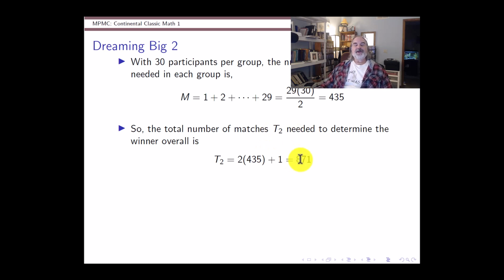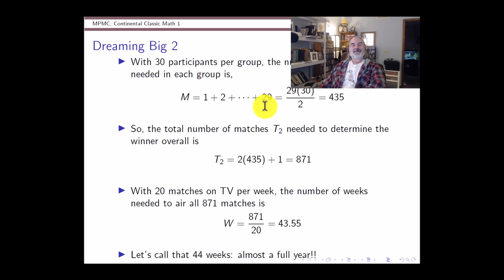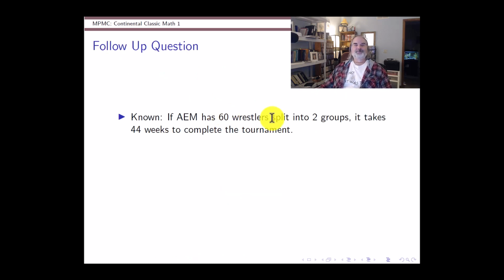But yeah, so 871 matches to finish out that full tournament that had 60 people in it altogether. How many weeks is that? Well, 20 matches per week to cover 871 matches. That's 43 weeks and change, so let's just call that 44 weeks. It would take almost a full year of broadcasting nothing but Continental Classic matches to finish out a tournament just like the one they have if they had 60 people in it instead of 12.